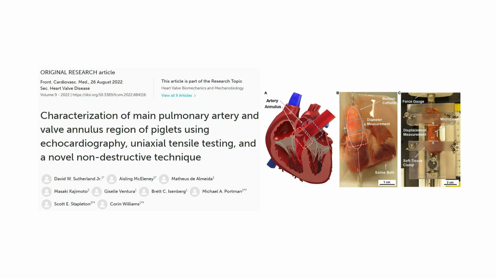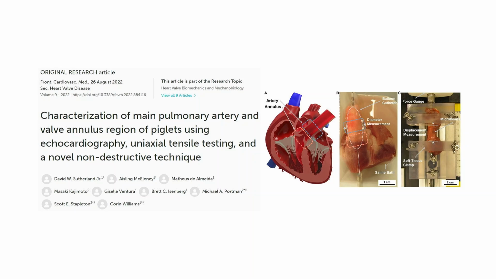This is another example where this research is titled Characterization of Main Pulmonary Artery, right? So this is from an organ, and valve annulus region of piglets. So this is again an animal model which we have often seen in preclinical tests, using echocardiography, uniaxial tensile testing, and a novel non-destructive technique, right?